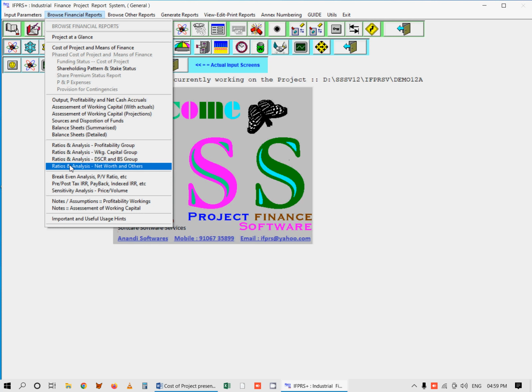4. Movement of net worth, adjusted net worth and all public finance ratios. 5. BEP analysis. 6. Pre-tax and post-tax IRR workings. 7. Sensitivity analysis. And 8. Project at a glance. Now referring in detail.